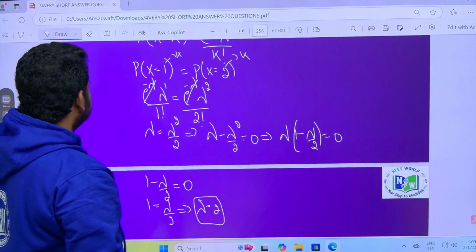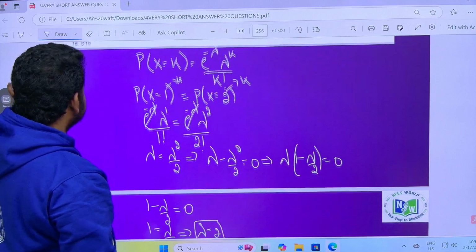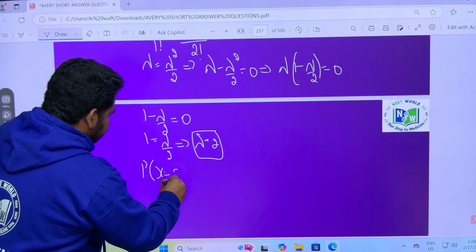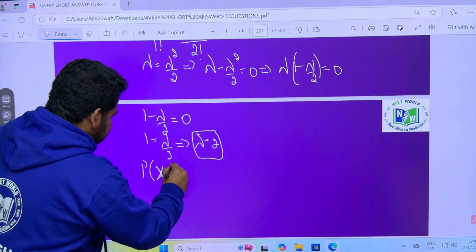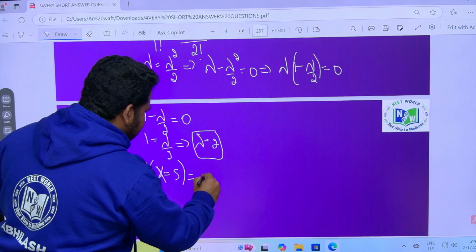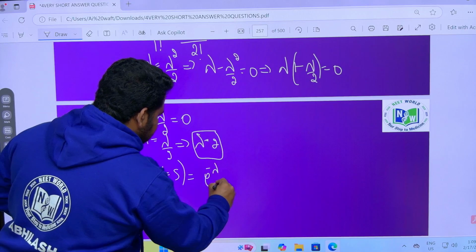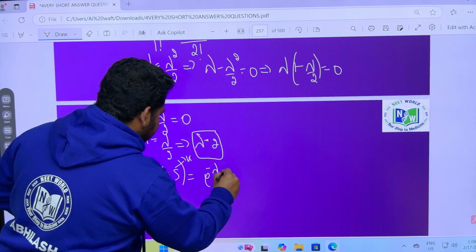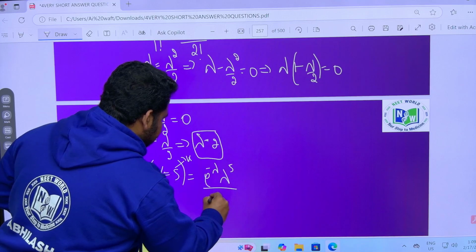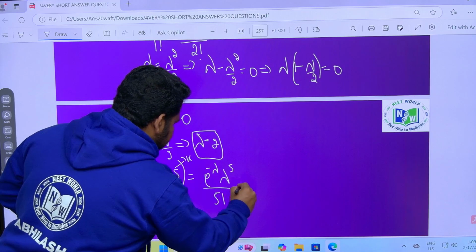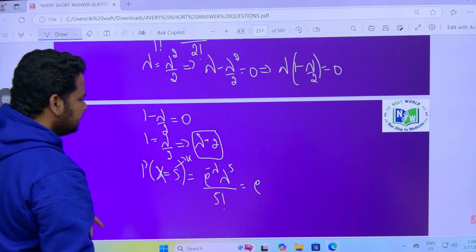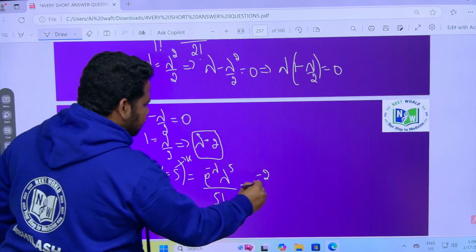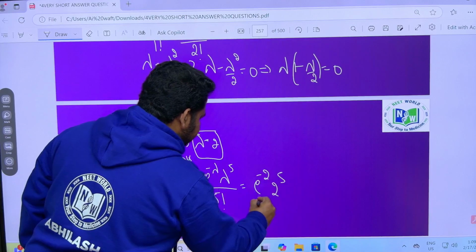Now they are asking us to find P of X equal to 5. This should be capital X. For this we have the formula: e power minus lambda into lambda to the power of k divided by k factorial, where the k value is 5. So this will be e power minus lambda, and lambda here is 2, so e power minus 2, lambda to the power of 5 is 2 to the power of 5, divided by 5 factorial.